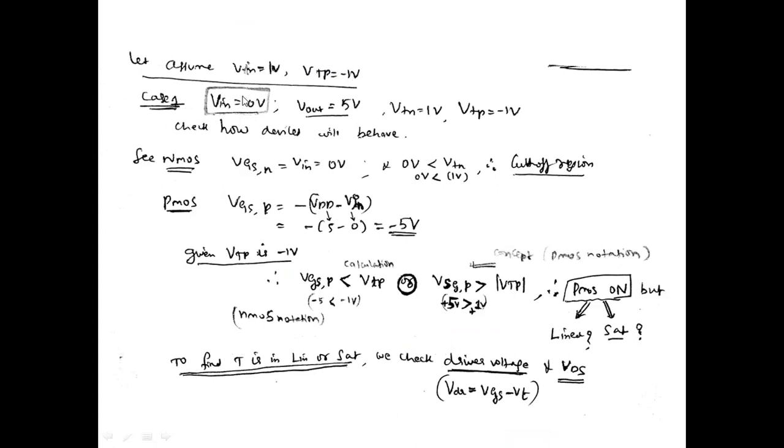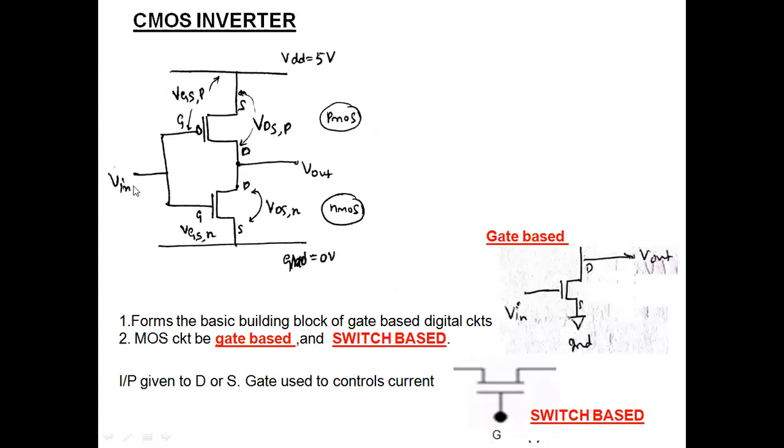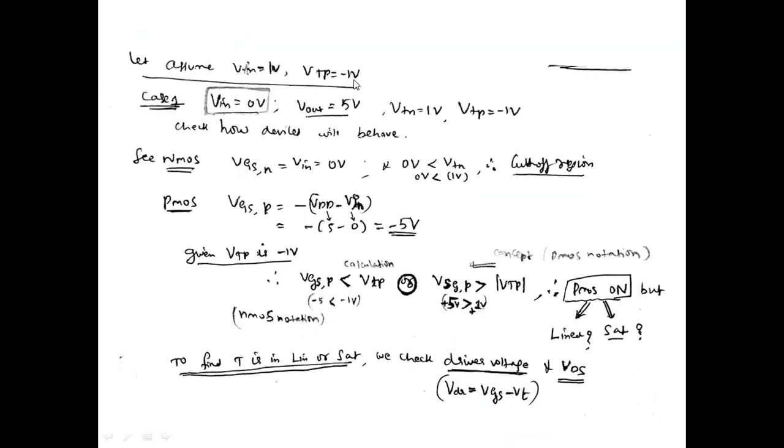Again, I'm repeating: here we are analyzing just one condition, where I'm applying Vin equal to 0 volts for this inverter. According to the operation of the inverter, what do you expect at the output? If Vin is equal to 0, then Vout should be equal to 1. So this condition is analyzed by giving Vin equal to 0, and we assume that VTN is 1 volt and VTP is minus 1 volt.